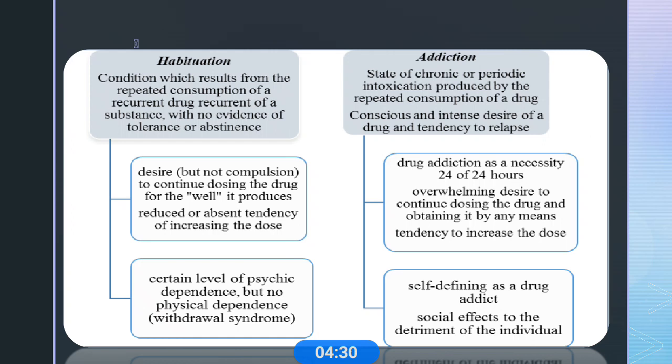For example, if you regularly take tea or coffee two or three times a day, it is only a desire, not a compulsion. Without tea or coffee we can live. If today I take two cups, I need not take three or four cups the next day. We can feel better with the same amount of coffee. That is only a habit. This is a certain level of psychic dependence, but no physical dependence, so there are no withdrawal symptoms.